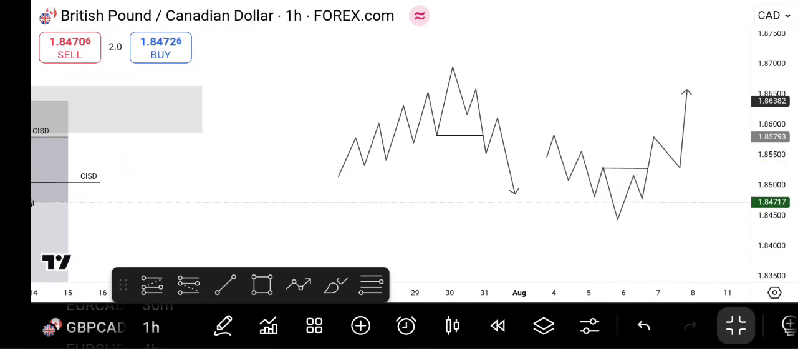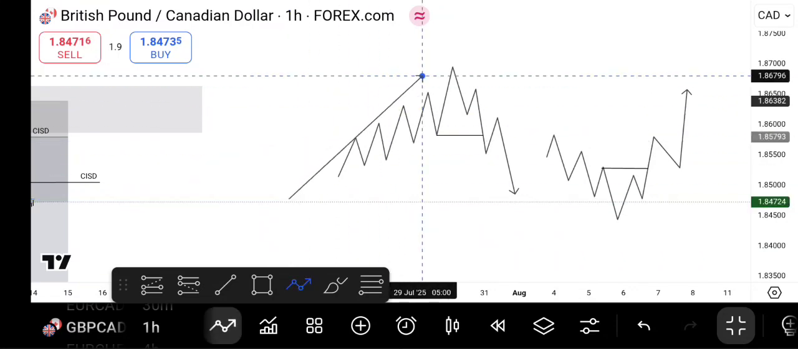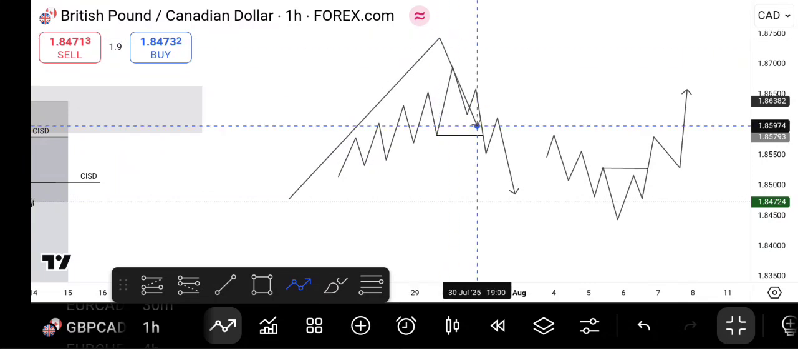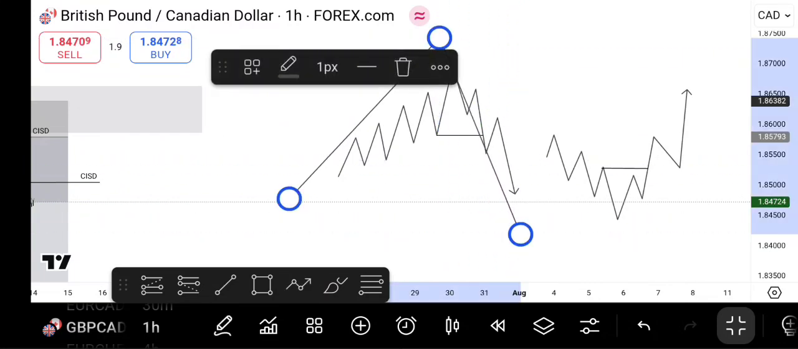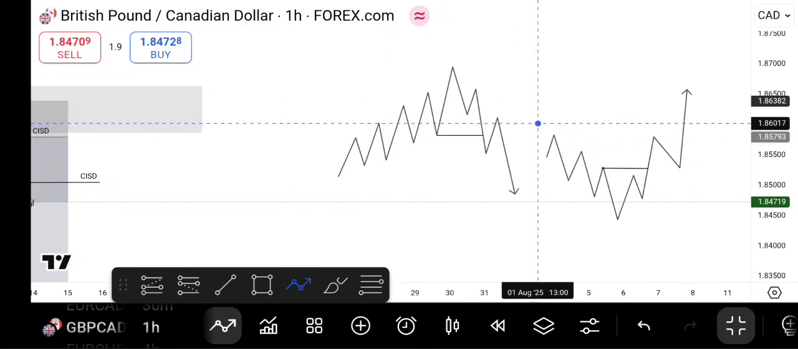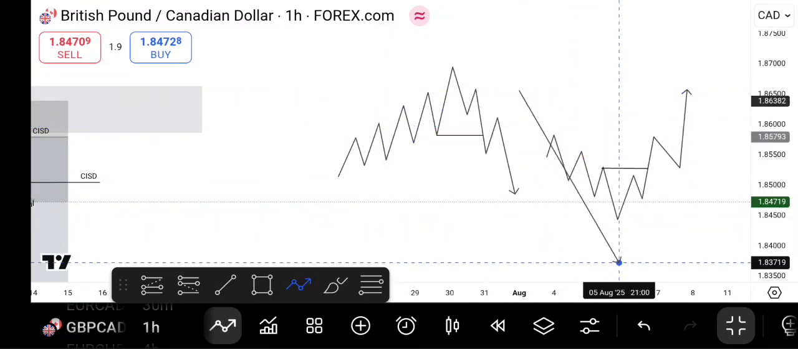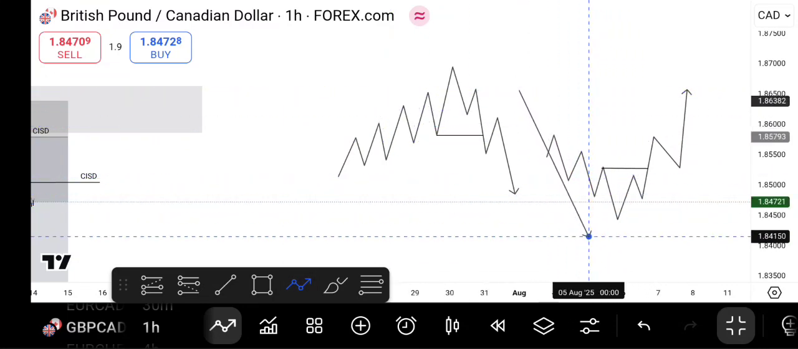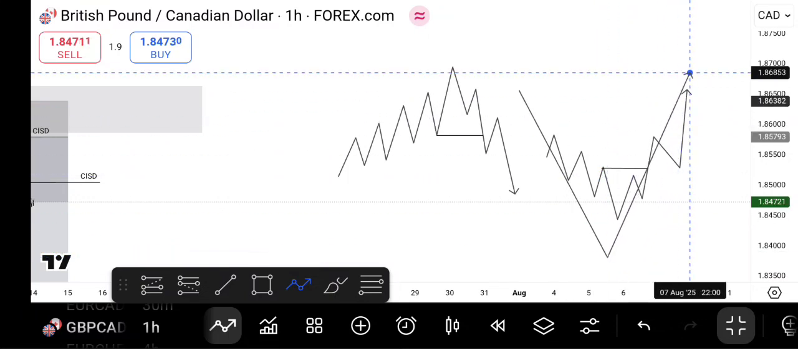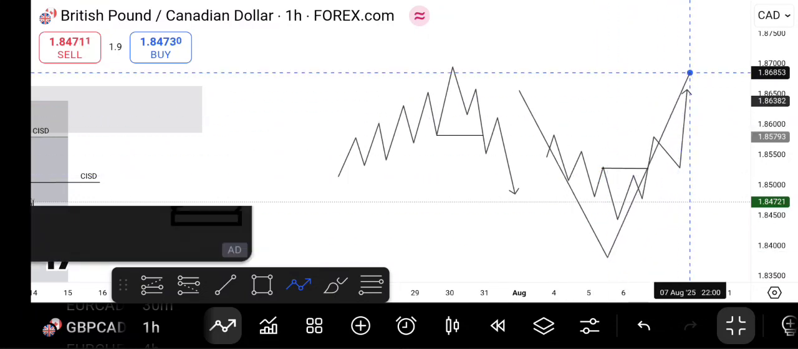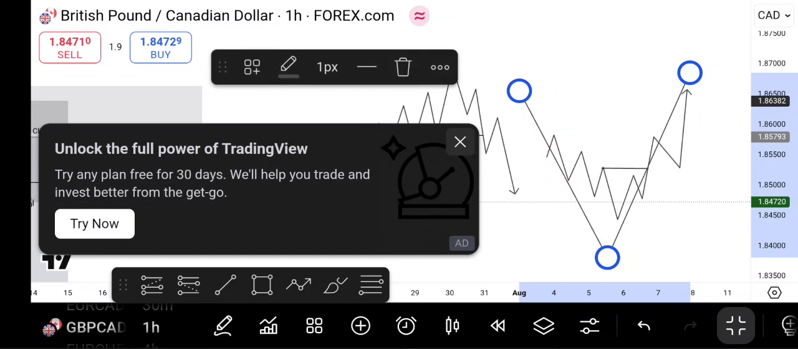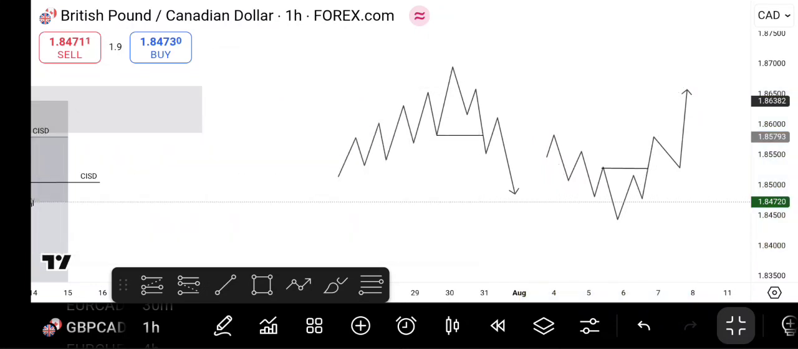So now, the main difference is that a market structure shift is when a market changes direction from the higher time frame to the lower time frame, or maybe from the bearish direction to the bullish direction. Sorry, that was a mistake.